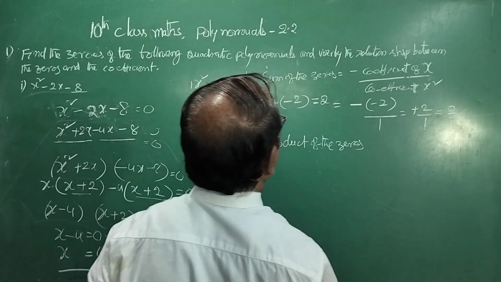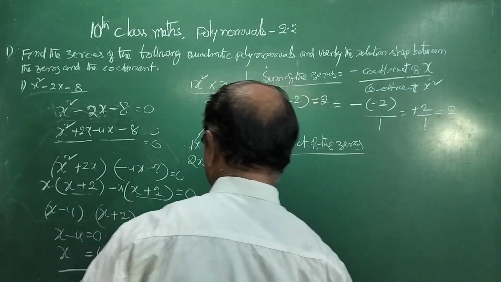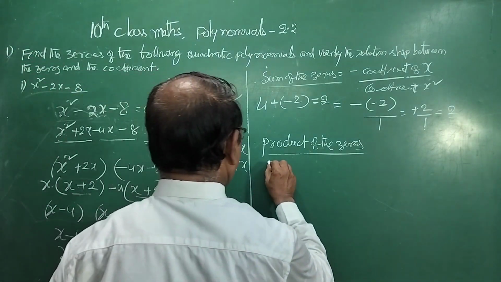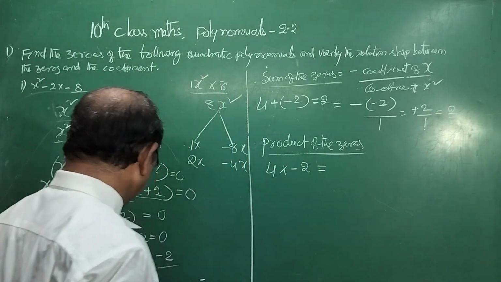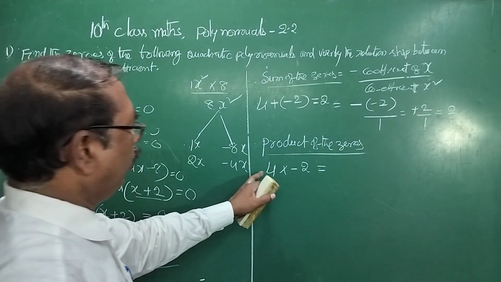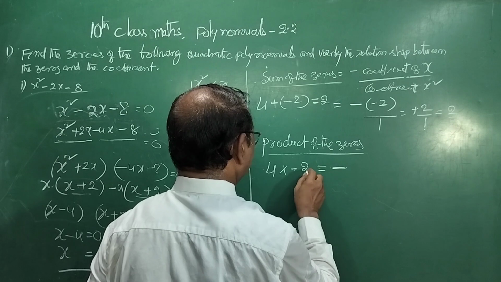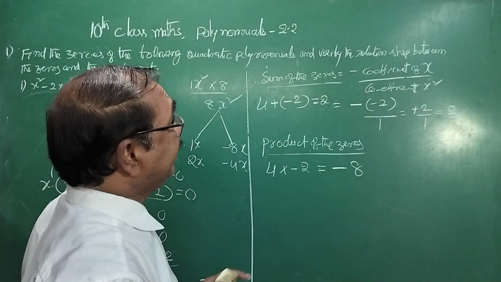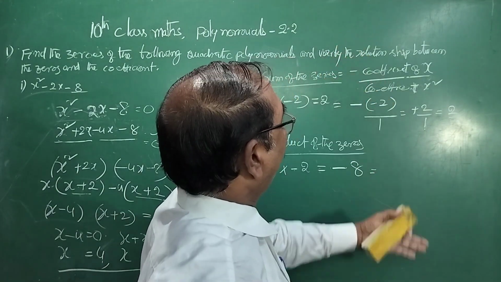Let us see. Sum of the zeros we found. Product of the zeros. Yes, what is the product of the zeros? 4 into minus 2. That is, these are the two zeros. 4 into minus 2 means minus into plus, minus, 2 into 4, 8. That is what we got. Yes, how do we get this as per the formula?